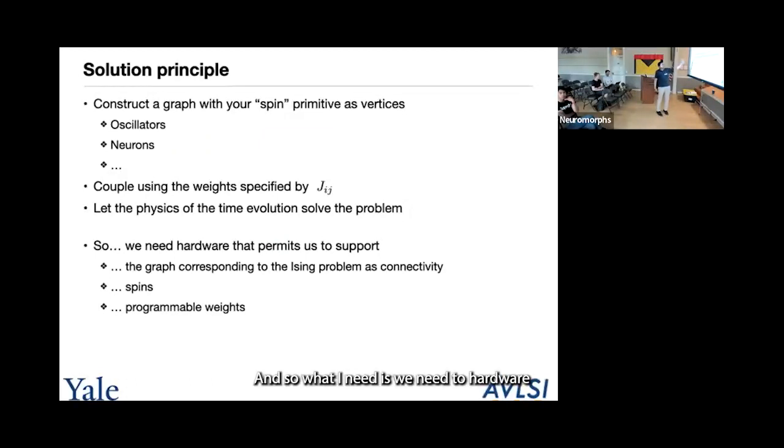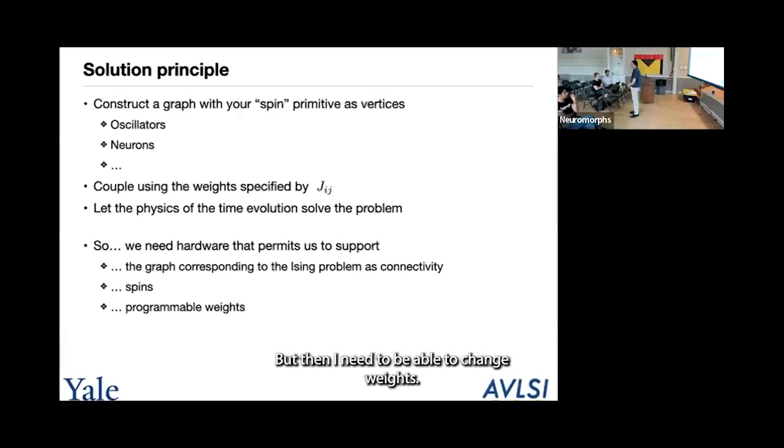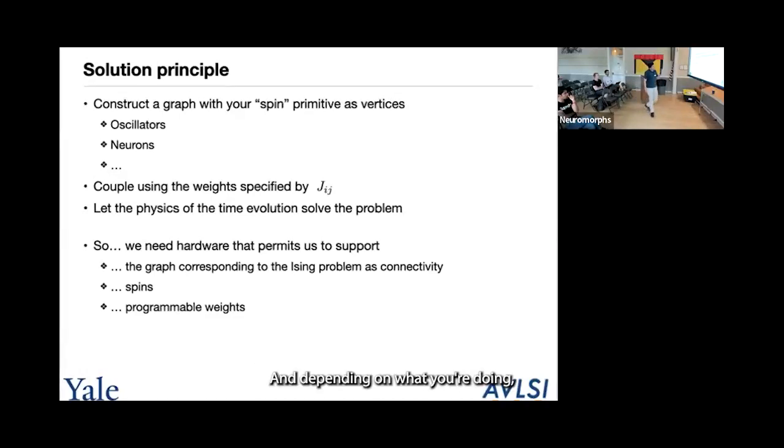And so what I need is some hardware that allows me to change all of these things, right? I have spins, that's great. But then I need to be able to change weights. I need to be able to change which spin is coupled to which spin, and so on and so forth. And depending on what you're doing, some of these couplings can be interesting, right? If you're doing oscillator-based coupling, it's essentially current injection, so you need bidirectional connections, right? So that's why normally they just build dedicated circuits, because then you've got a nice resistor connecting them and so on and so forth. But that doesn't solve my problem of being able to map any graph.